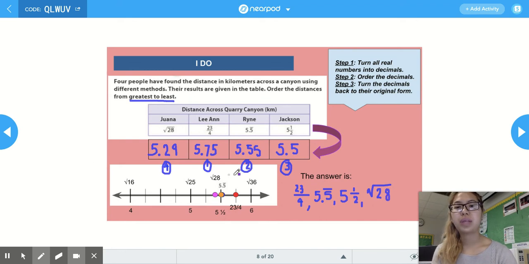And then we also placed them on the number line. So 23/4 is represented by the red dot. Then we have a blue dot, which is underneath this orange one, but that was the 5.5 with a repeating decimal. And then, of course, the orange is the 5.5, and then the pink is the square root of 28.